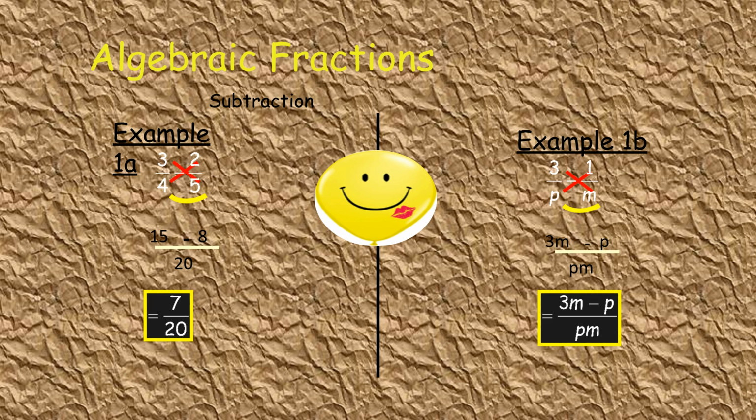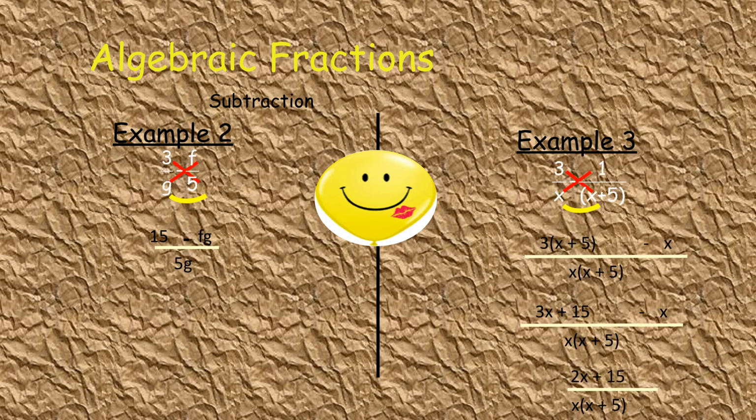Example 1a demonstrates numerical subtraction, while 1b shows the algebraic process. Examples 2 and 3 illustrate algebraic subtraction. Remember to find a common denominator first, then combine the numerators. In example 3, distribute the multiplication and simplify the terms to find the final expression.